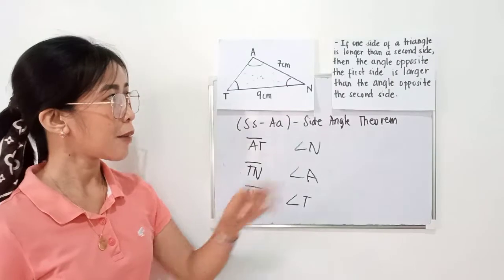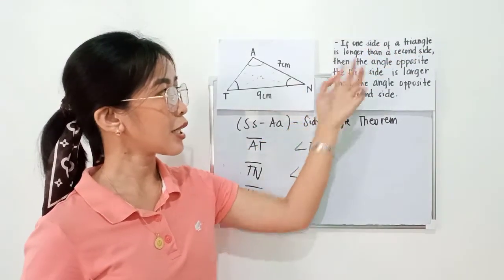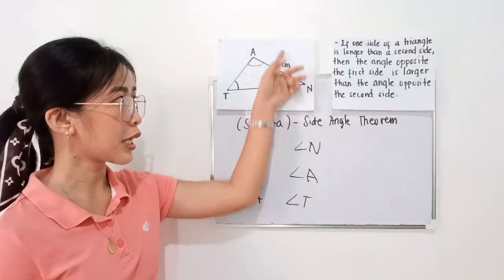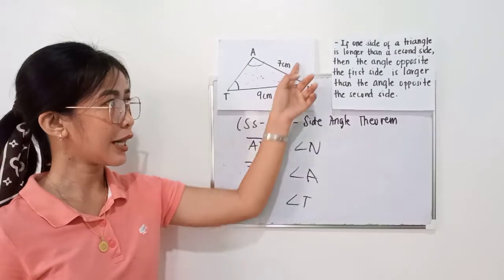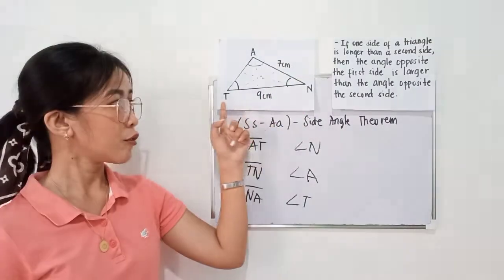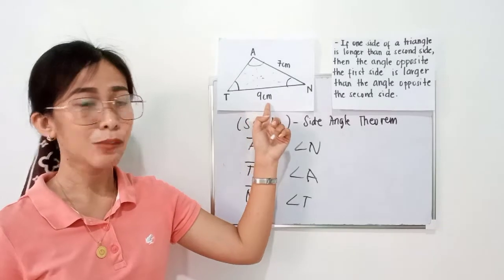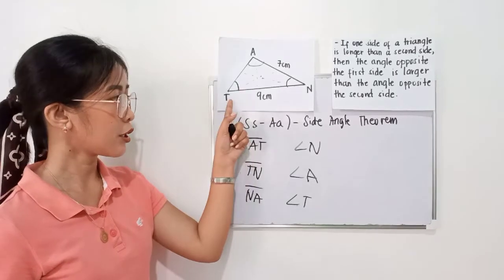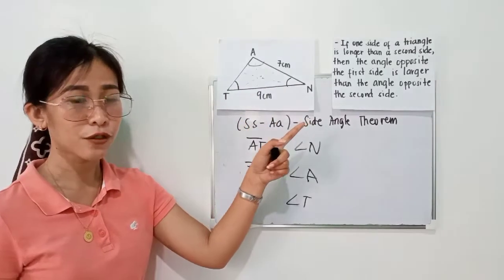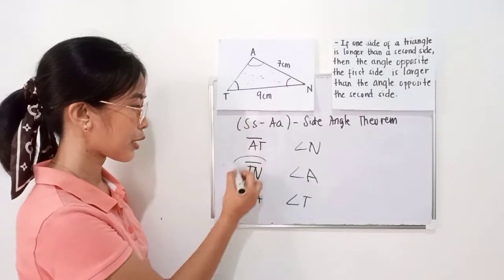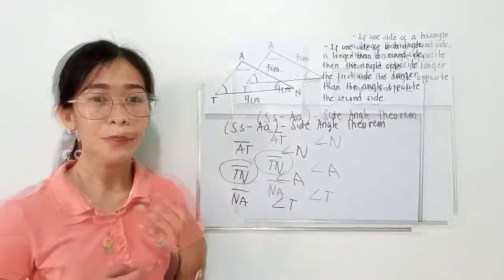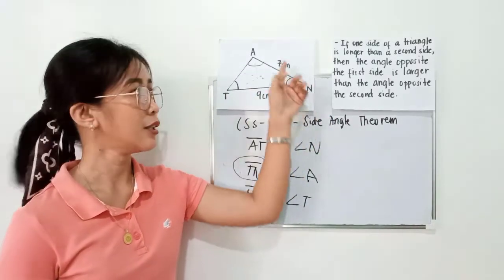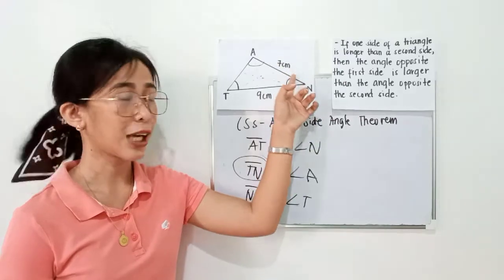So, it says here that if one side of a triangle is longer than a second side. Now, let's identify the longer side. Which is the longer side of this triangle? As you can see, the measurements are already written. We have TN as 9 cm and AN as 7 cm. So, which is longer? Therefore, the longer side is 9 cm, of course. So, this is the longer side, TN. When this side is longer than the second side, our second side is the 7 cm.